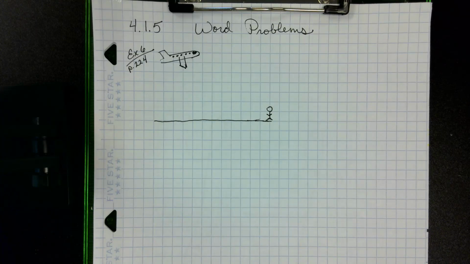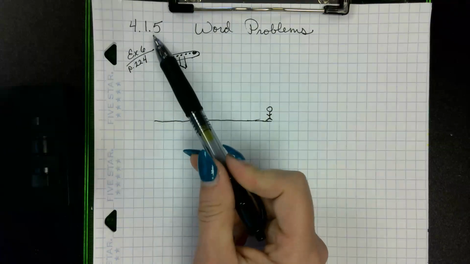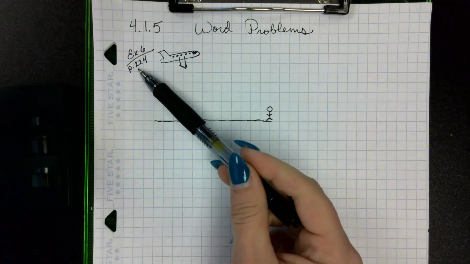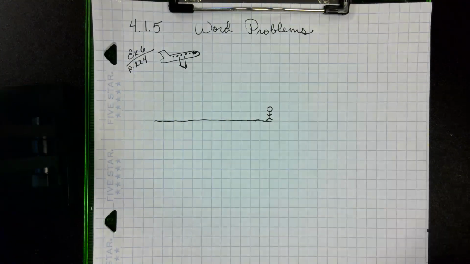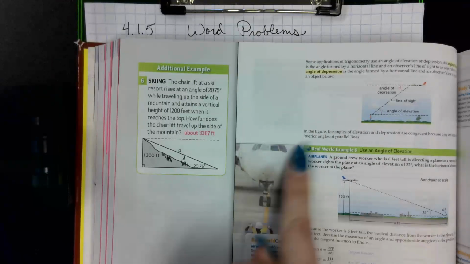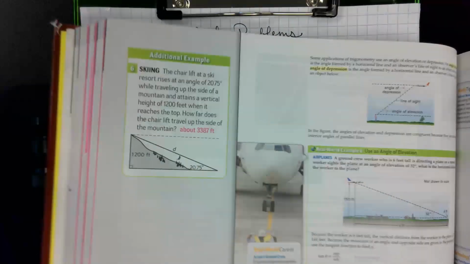Here's my plan. All right, so we have chapter 4, section 1, day 5. We're doing the word problems. So in the book, it's example 6 on page 224. And so it looks like this, and gives us a picture that we're going to draw out from this problem.